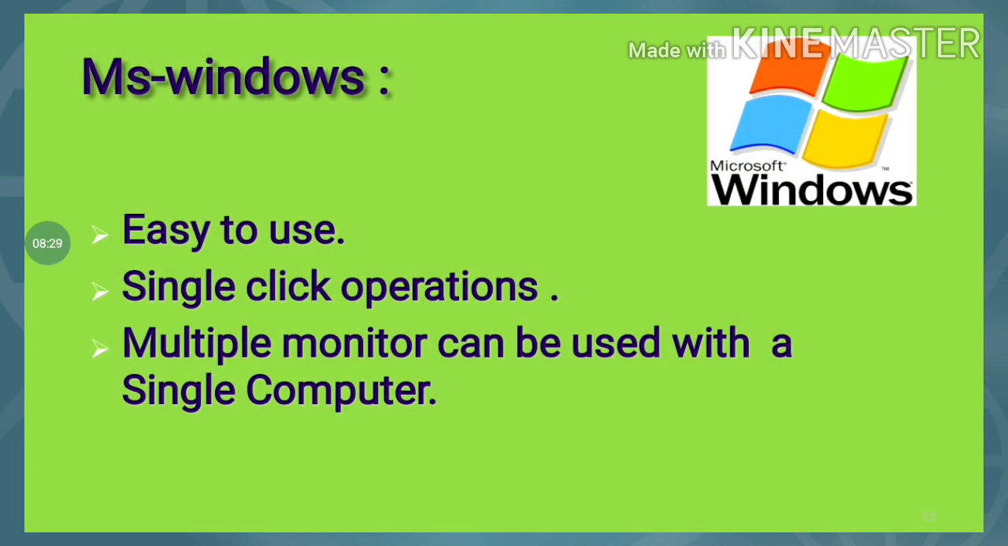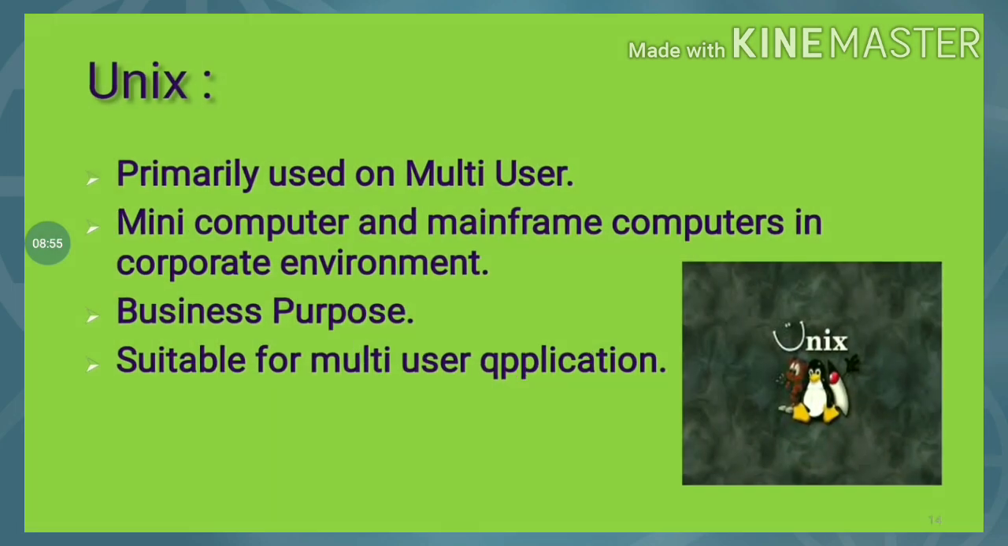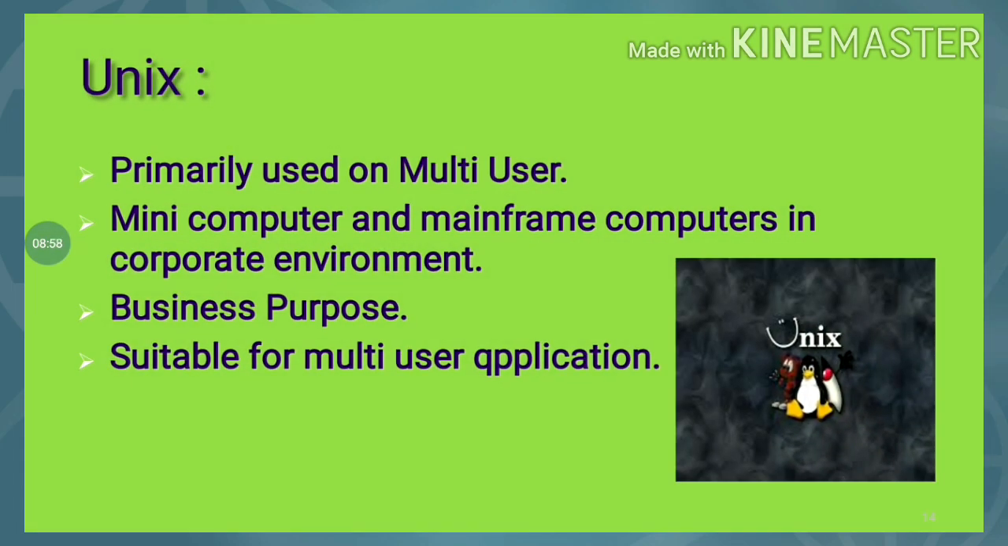Then MS Windows. It is easy to use. Nowadays we are using this type of operating system. Single click operation. Within a single click we can access things, using icons. Multiple monitors can be used with a single computer. These are the advantages of MS Windows.